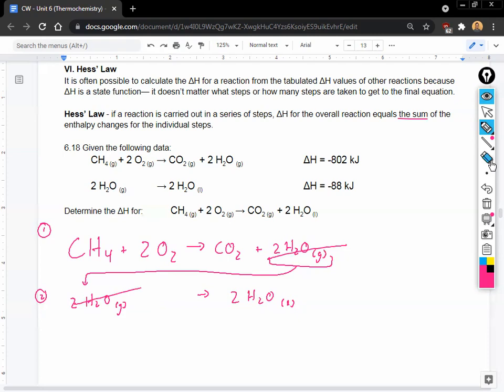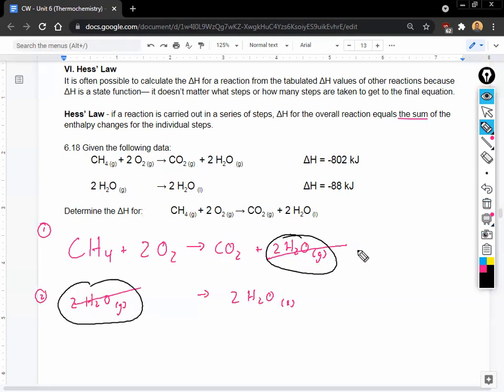Does that make sense? We're taking the first reaction, where it had H2O gas, and then we're taking that product and turning it into H2O liquid. So since it's the new reactant for the second equation right here, we basically can cancel it out. And now what do we have? We don't have H2O gas anymore. We have H2O liquid. Okay, so basically we're combining these two equations, we're combining these steps.